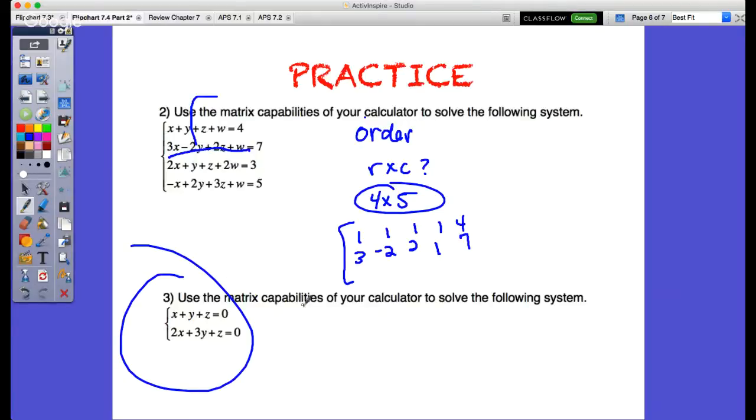The bottom one, though, is much different. Let's put down what you've got here. You've got 1X, 1Y, 1Z, and a 0. On the second one, I have a 2, a 3, a 1, and a 0. Again, it's very important that these are all X's, these are all Y's, and these are all Z's. And if for some reason something skipped, please fill it in with a 0.